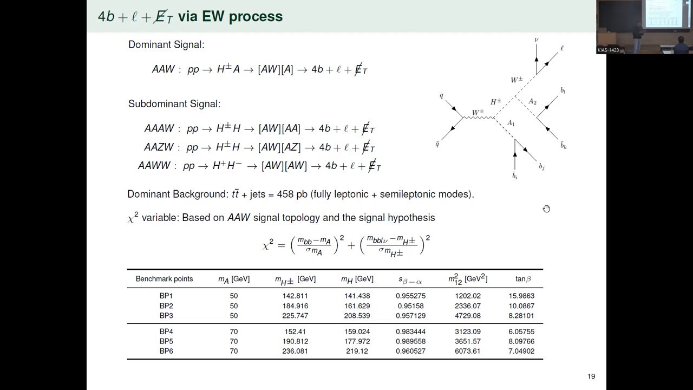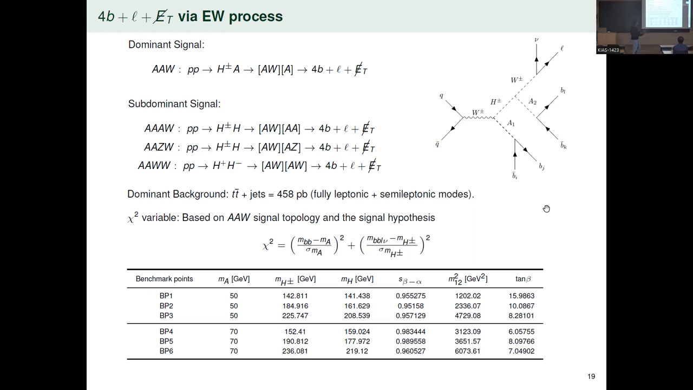Now, traditionally, chi-square is used for mass reconstruction. But as I mentioned before, the inclusive 4b state is a much better option for the mass reconstruction of the pseudoscalar, heavy Higgs, and charged Higgs. So I would not use chi-square here for the reconstruction of the charged Higgs and the pseudoscalar, because the 4b mode helps to reconstruct all of them. Rather, I use chi-square to discriminate this signal from the background. The idea is that the bb pair from here should be close to the pseudoscalar mass, and this bb pair together with the lepton and the neutrino should have an invariant mass close to the charged Higgs.